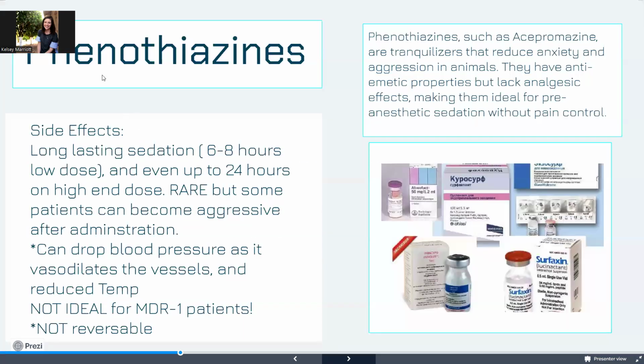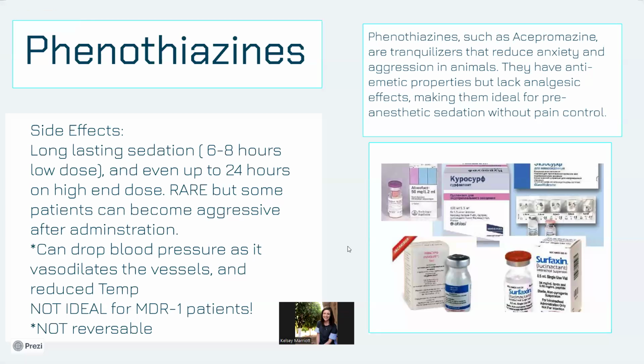So our first category is going to be our phenothiazines. Phenothiazines are what we know as acepromazine. So there's only one drug to know in this category. And ACE is actually considered more of a tranquilizer type drug. This is used, again, with our difficult-to-handle patients, but a lot of things can go awry when we talk about ACE.